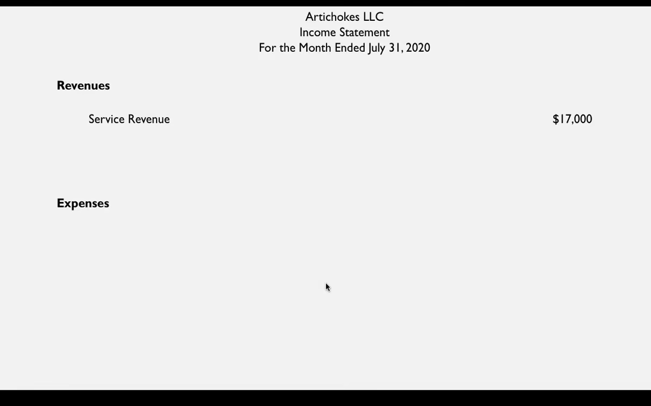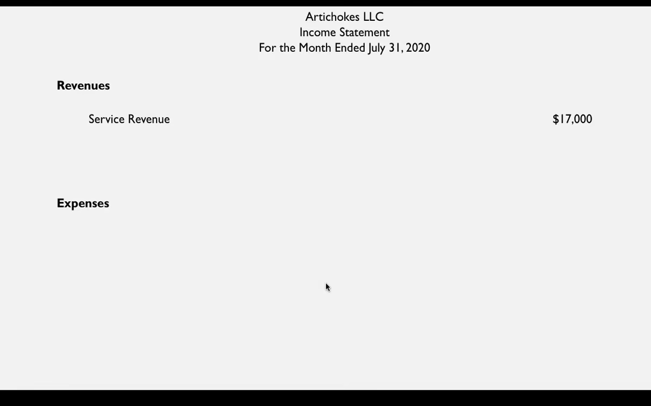And the reason we do that is because we only have one revenue. If we had multiple revenues, we would put that $17,000 more so in the middle, and then we'd have to add up all of our revenues and show the total revenues over on the far right. We'll see that now with the expenses, right? Because we have 4 different expense accounts.